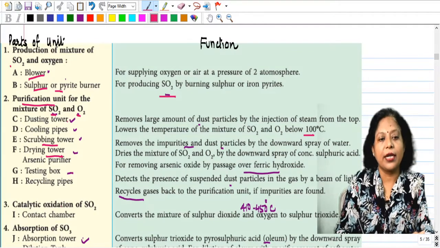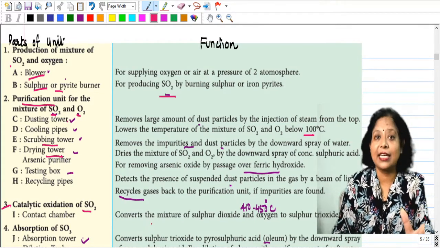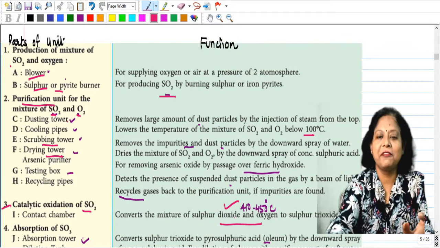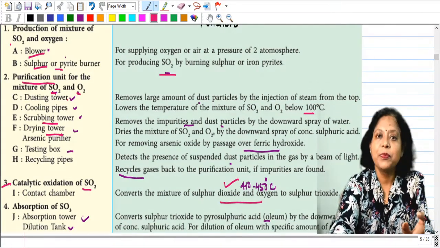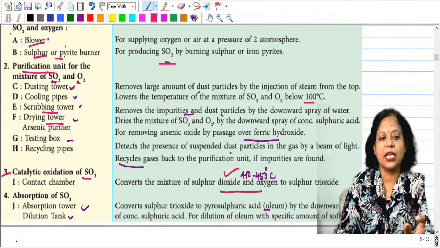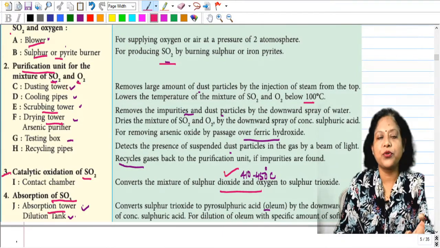Now there is contact chamber. In the contact chamber you have got vanadium pentaoxide along with potassium oxide or platinized asbestos sheet which acts as catalyst at temperature 410 to 450 degrees centigrade. Right, and what do you get? You get sulfur trioxide. This sulfur trioxide gas formed is passed through absorption tower, right?